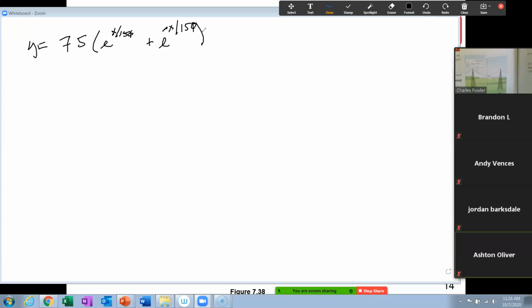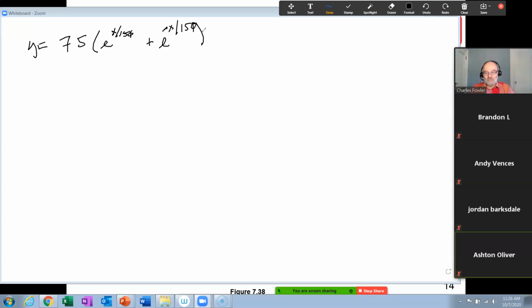They write it in terms of hyperbolic cosine. Don't mess with this. Leave it in this exponential form. It's so much easier to deal with. Okay? So there's your y. Find the arc length of the cable between the two towers.